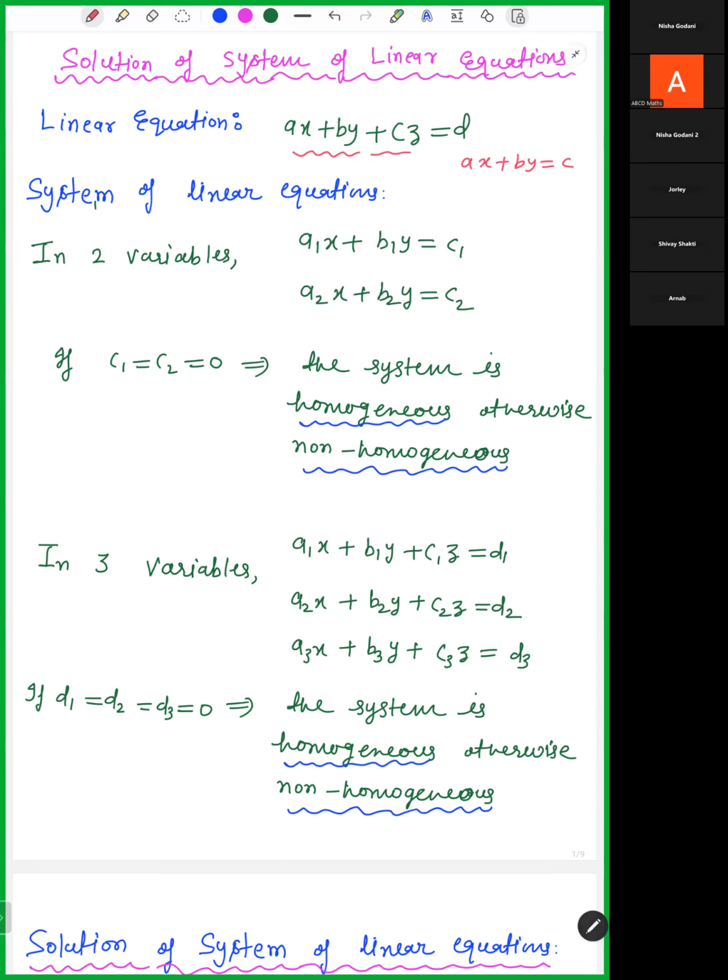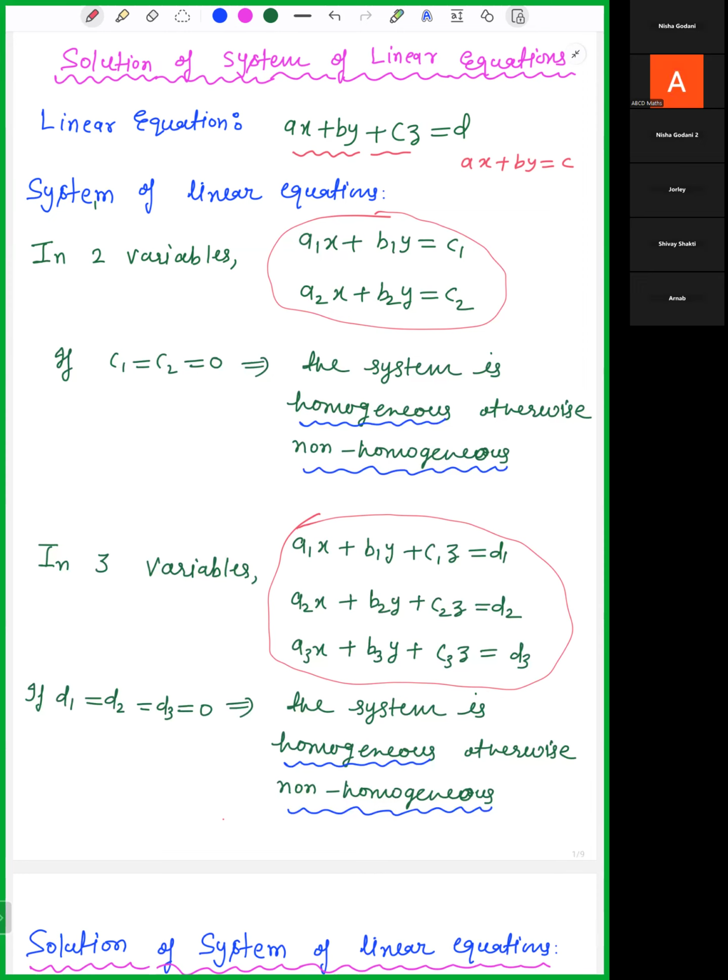But we are talking about system of linear equations. So if we have more than one linear equation, okay, then it is system of linear equation like this. You can see that here you have two equations in two variables. So this is system of linear equations in two variables. And you can see that this is system of three equations. Okay, in three variables, this is system of three linear equations. So if you have more than one equation, then you have system of equations, and if those equations are linear, then you say that you have system of linear equations.